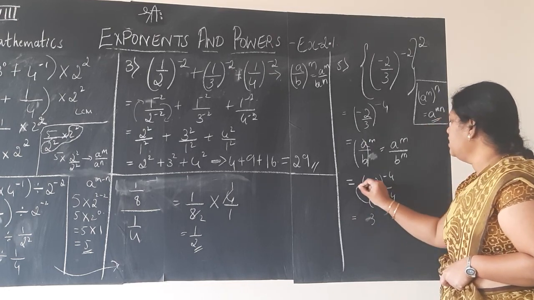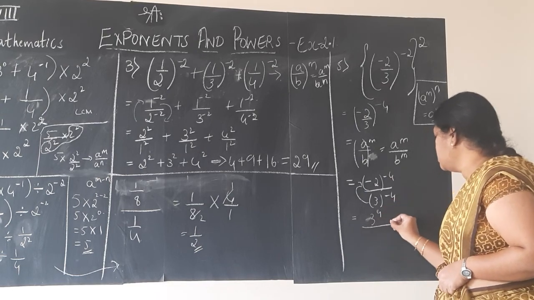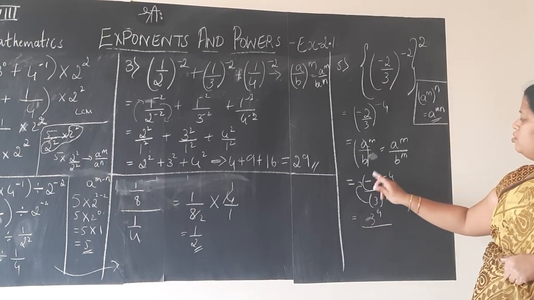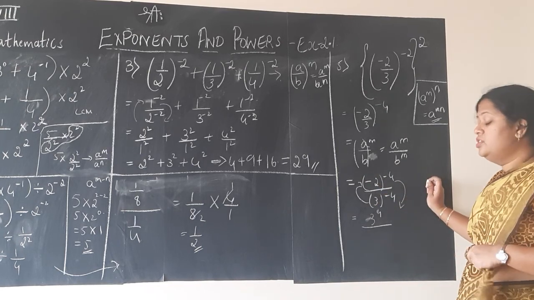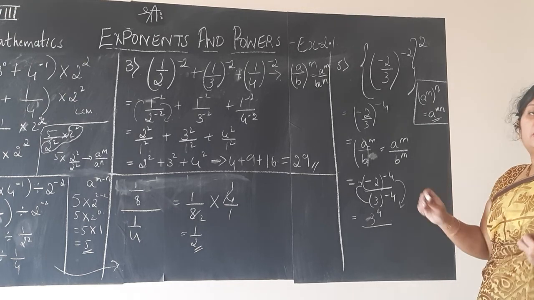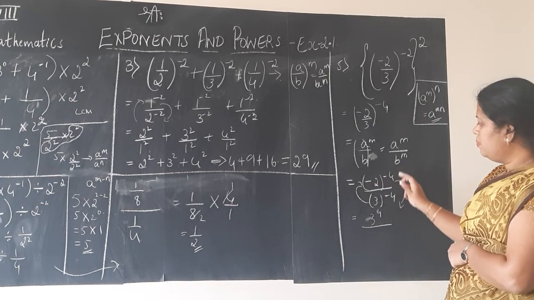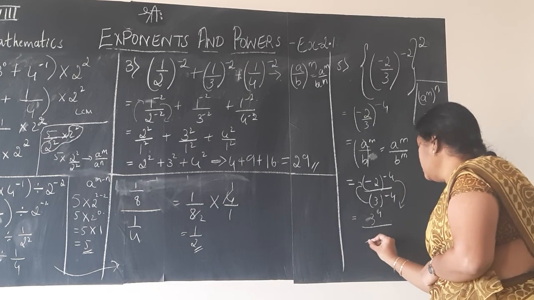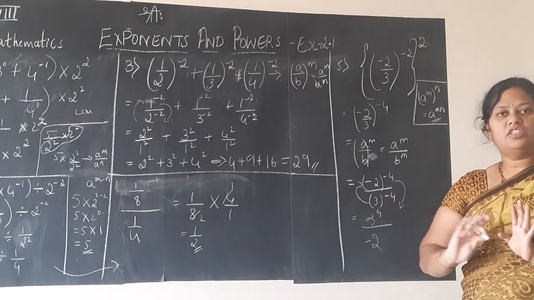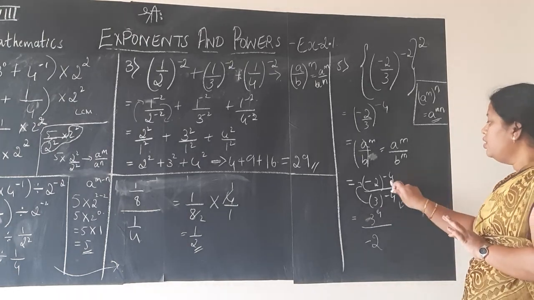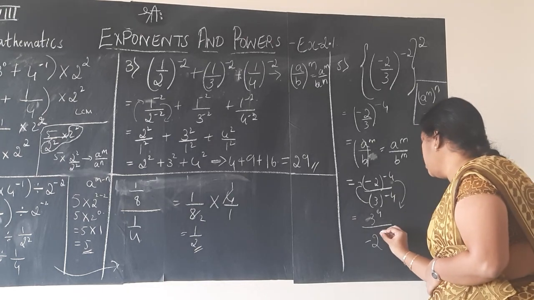I am sending the numerator 3 to the power minus 4, so it will become 3 to the power plus 4. Minus 2 to the power minus 4 I send to the denominator. Children, one more thing, there is a possibility of you committing a mistake. When you are sending this minus 2 to the power minus 4, the sign of the base number remains the same. That will not change from minus to plus. Only the exponent's power will change.